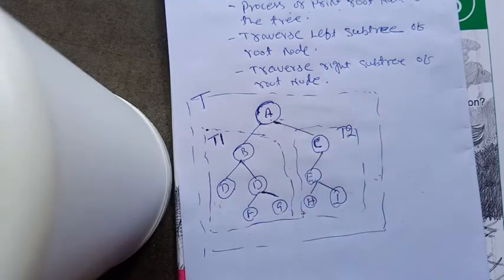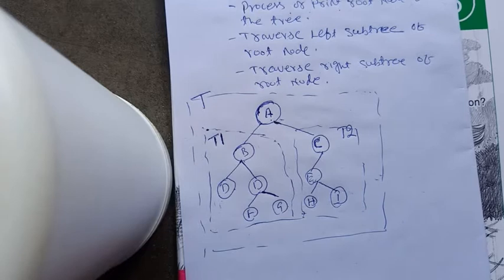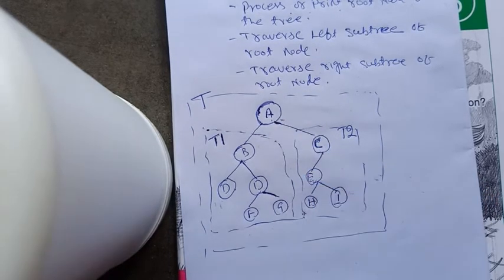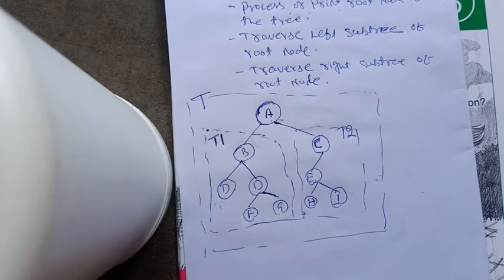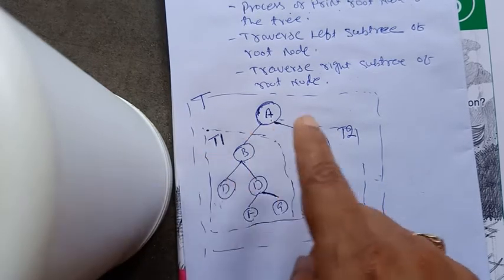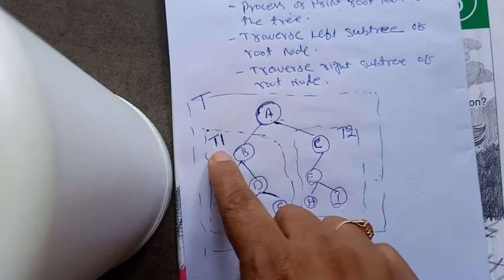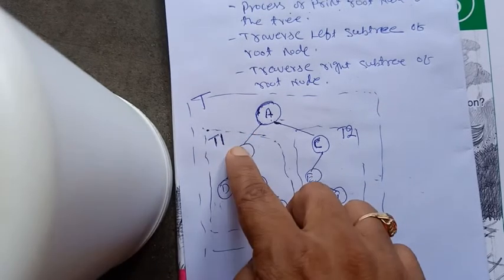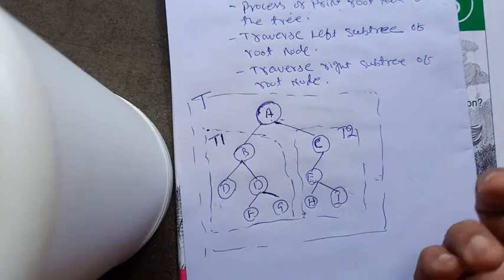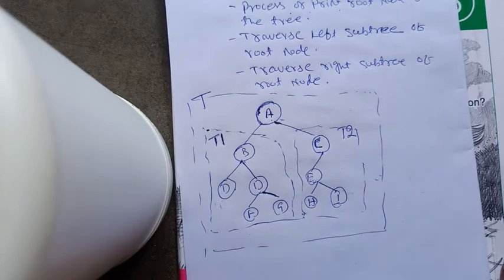Then we have 2 more parts. Once the root node is processed, we have 2 more parts. What are those 2 parts? One is the left subtree of the root and another one is the right subtree of the root. So we now need to traverse T1 and we have to traverse T2. Traversing T1 means visiting all the nodes of T1, then visiting all the nodes of T2 and processing them accordingly.